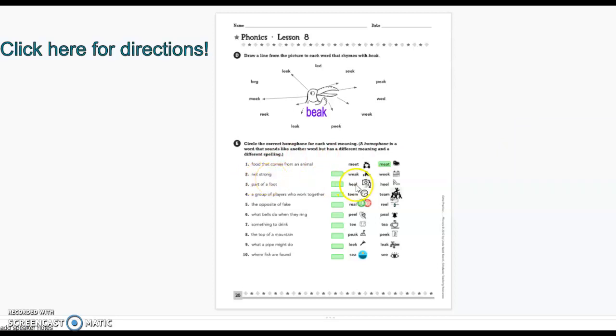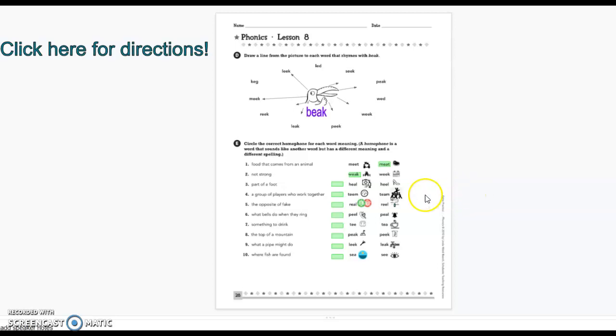Okay, the next one says not strong. Okay, well that means weak. So we have two different spellings of the word weak. W-E-A-K and W-E-E-K. This week right here, we have a picture of somebody lifting weights. And this week right here, we have a picture of a calendar. Which one of those is weak, like not strong? This one, W-E-A-K. The other week means like the 7 days, Monday, Tuesday, Wednesday, Thursday, Friday, Saturday, Sunday.